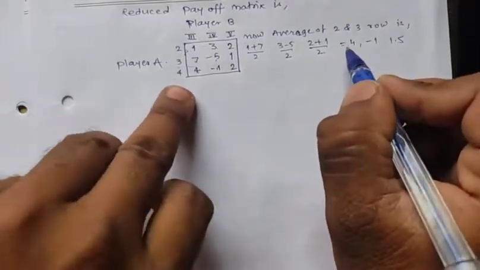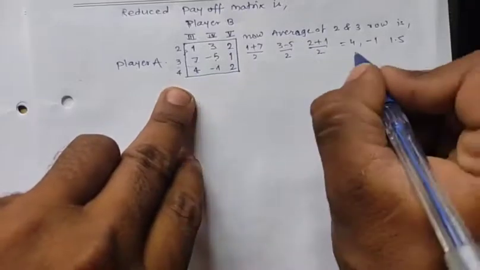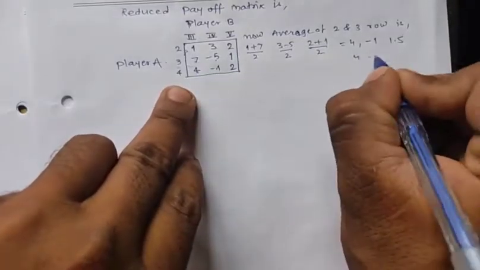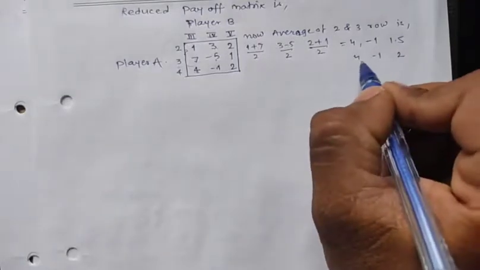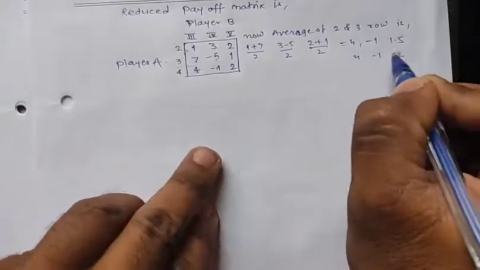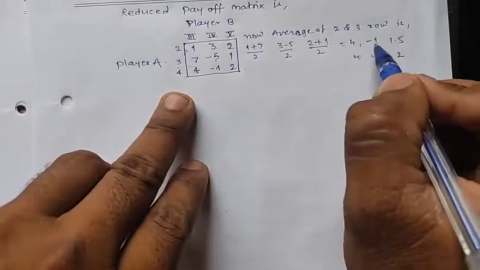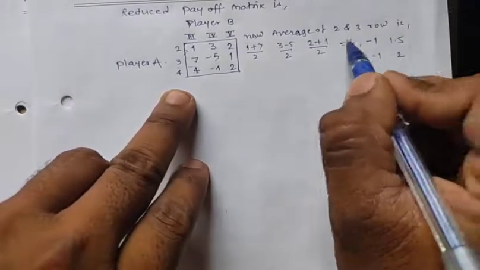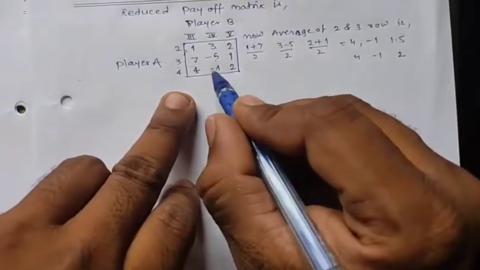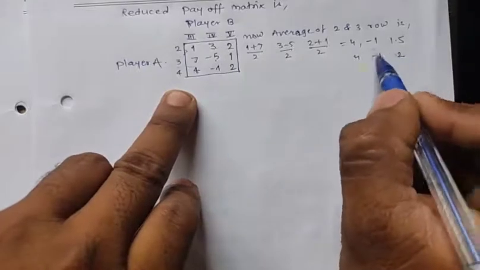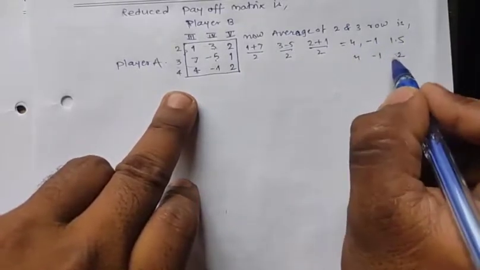So here if we compare this average with the last row, the last row is 4, minus 1, 2. After comparing, every element of row 4 is greater than or equal to every element of the average of rows 2 and 3. Therefore in rows we delete the minimum row, but here this is maximum than the average, therefore we cannot delete this row.